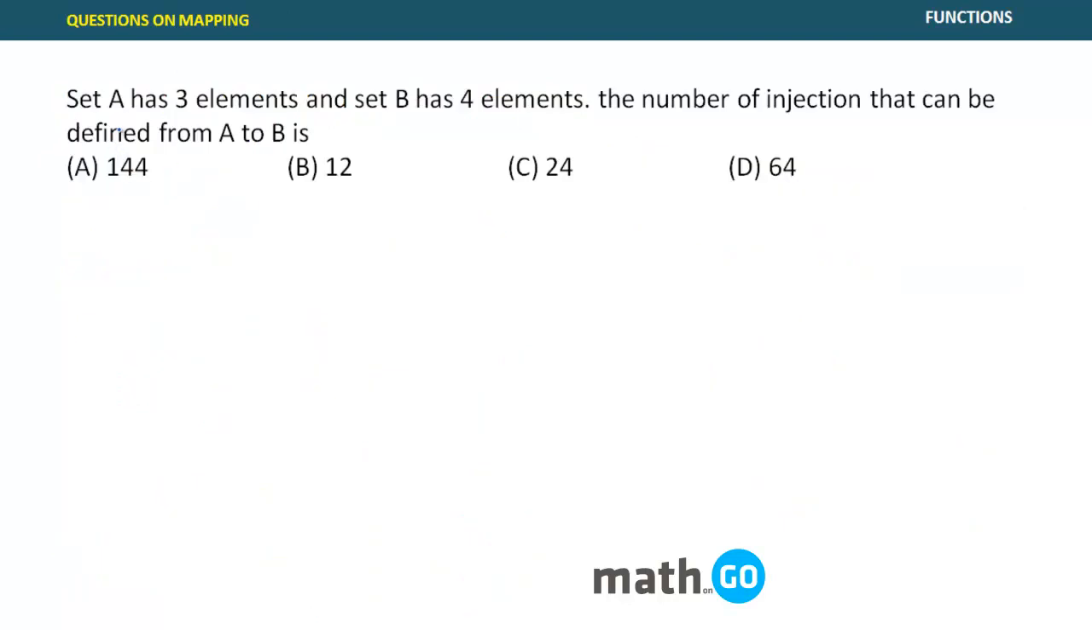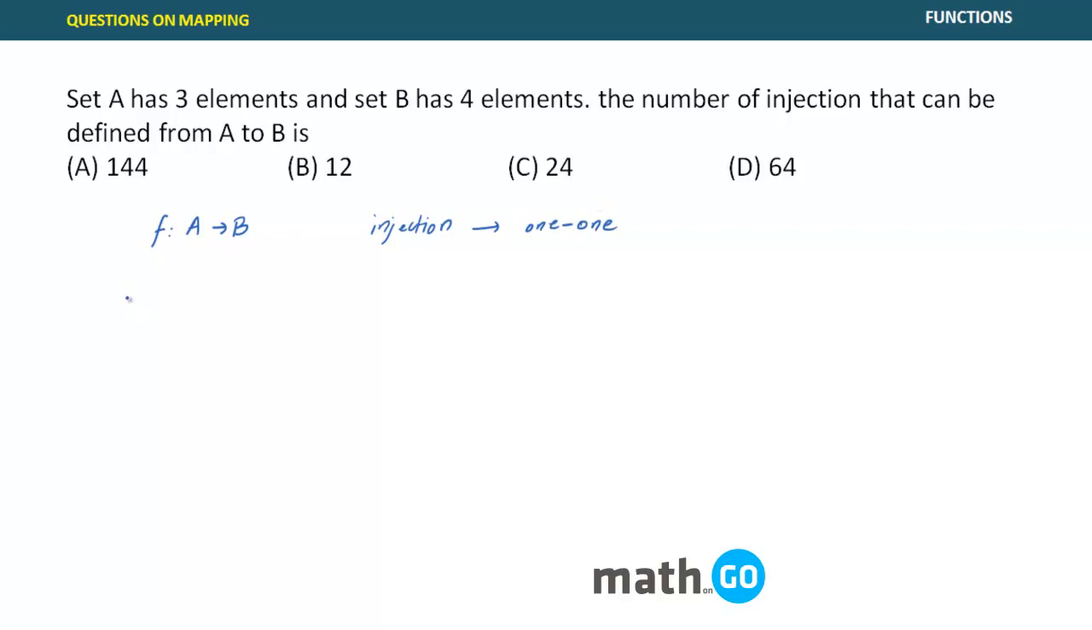Now the next problem says that a set A has 3 elements and the set B has 4 elements. A function is defined from A to B, and you have to find the number of injections that can be defined from A to B. So what do you understand by injection? You are asked to find the number of 1-1 functions, right? This is what is being asked of you.